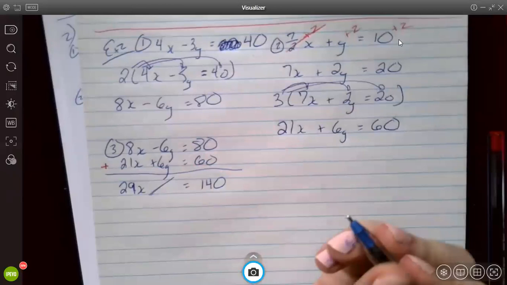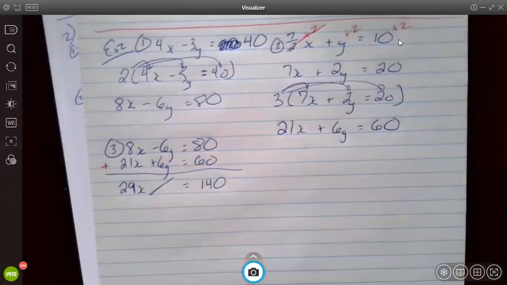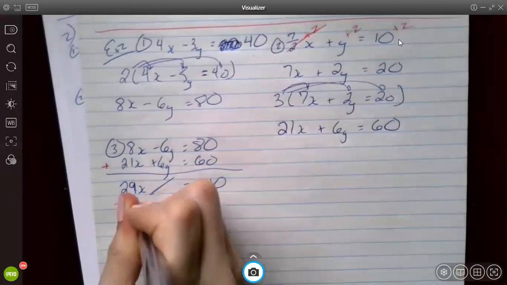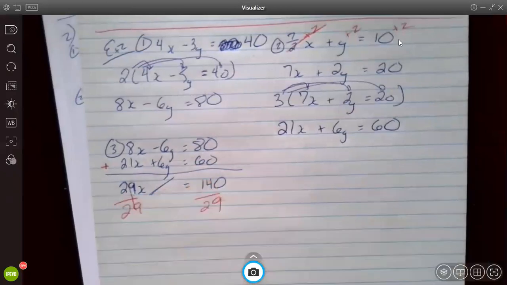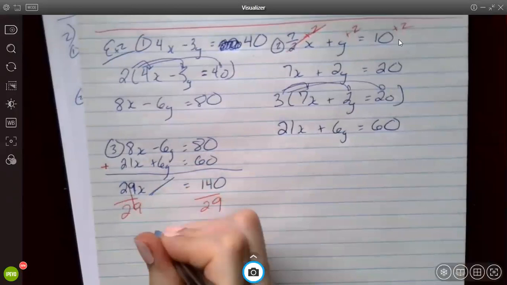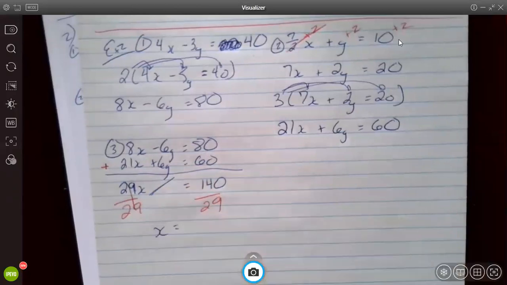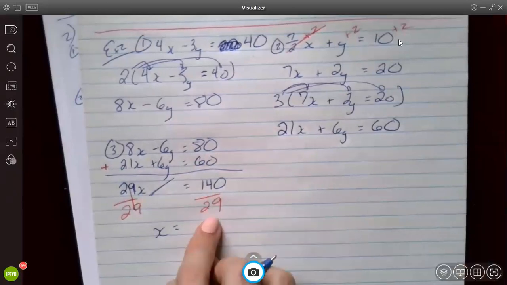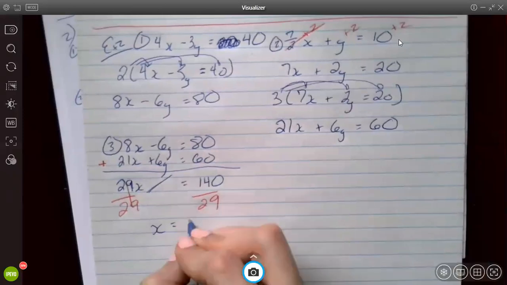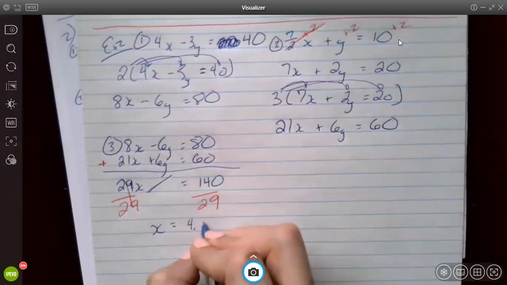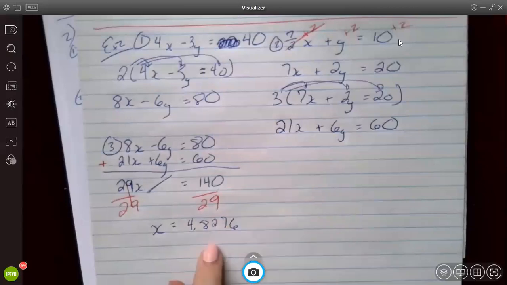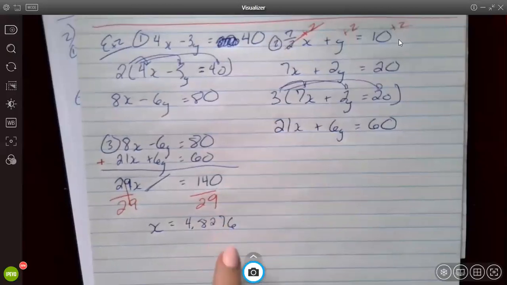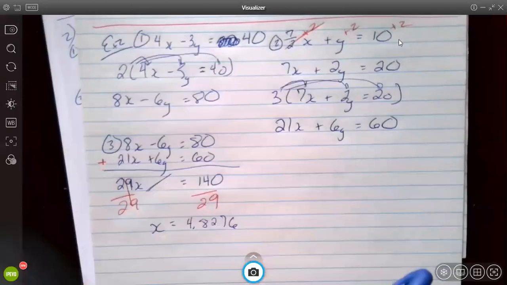And then, of course, to get the x by itself, I need to divide by 29, like so. And 140 divided by 29. Again, you can keep it in fraction form if you would like, or you can write it as a decimal, though if you do that, make sure you keep lots of decimal places. Or just keep it in your calculator so you can use it in the next calculation.